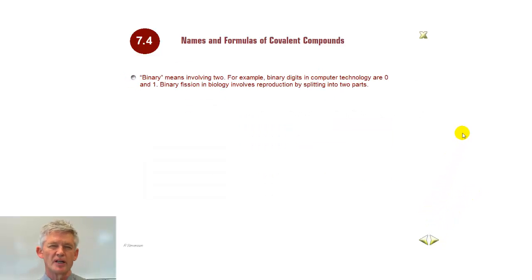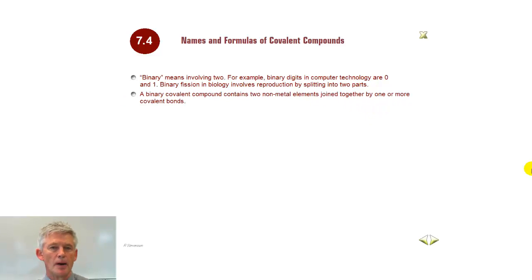This is what you need to know about covalent compounds. Binary, make sure you realize that bi means two. For example, binary digits in computer technology. There's only two of them, 0 and 1, and it's amazing what computers can do with just those two digits. Binary fission in biology involves reproduction by splitting into two parts. By the way, in this course as well, binary fission, well, not so much binary, is going to involve the splitting of nuclear material. A binary covalent compound contains two nonmetal elements joined together by one or more covalent bonds.